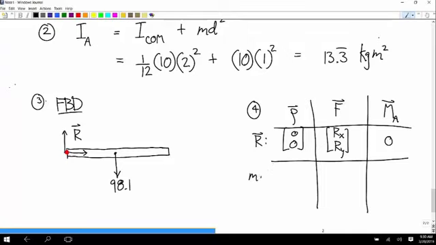And now we'll go to the weight force. What's the rho vector? 1, 0. The force vector is 0, negative 98.1. And the cross product then is negative 98.1. Does it make sense that that weight force would produce a negative moment? Yeah, it would cause a clockwise rotation, which is negative, so that's right.